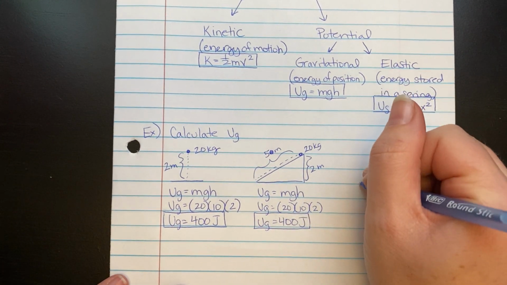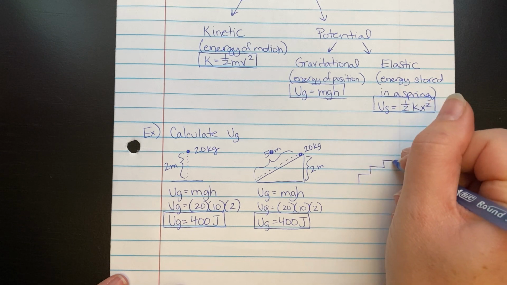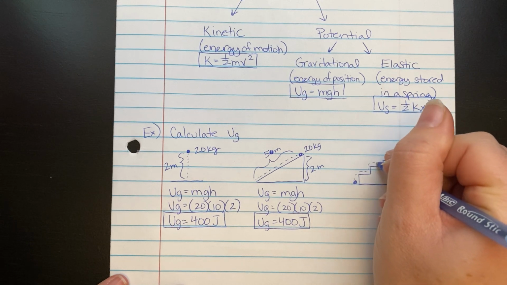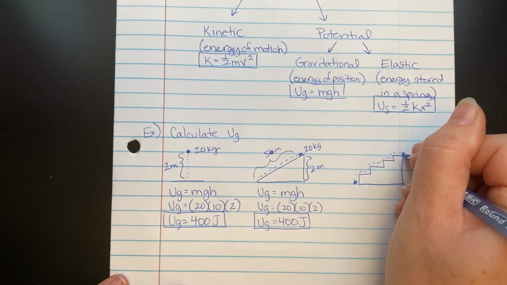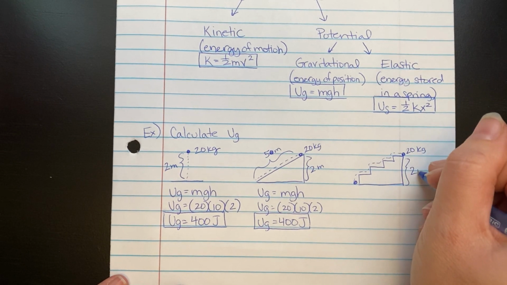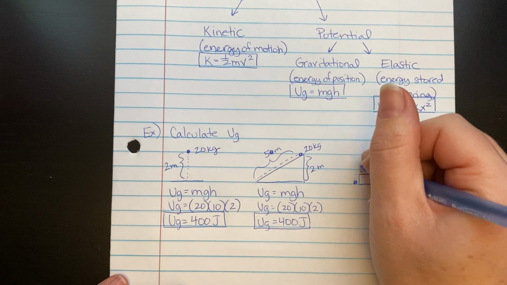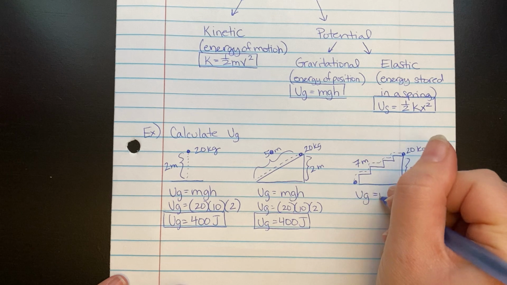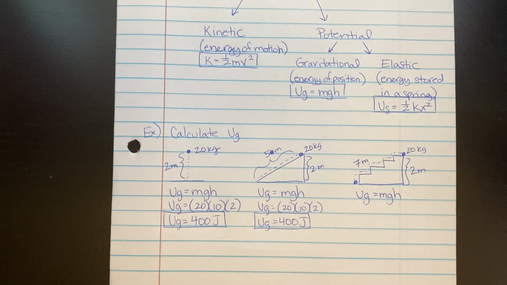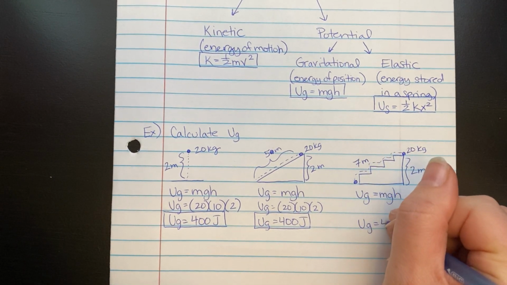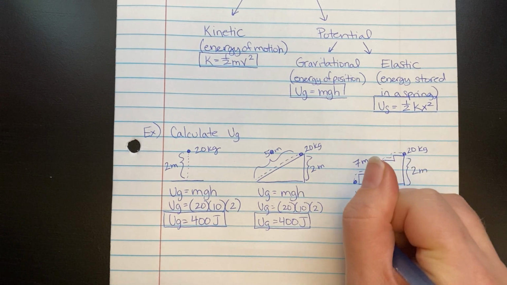All right, last one. Are you following the pattern here? We've got a ball and we brought it up to the top of the steps. The ball is 20 kilograms. The height is 2 meters. The total distance of all of these steps, let's say, is 7 meters. So what is the UG? You guessed it, I hope, where you said that in this case, UG is also equal to 400 joules.